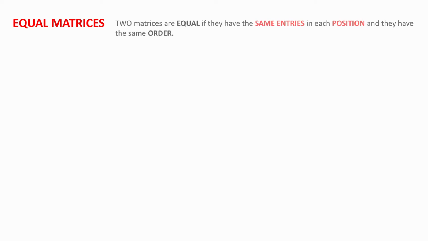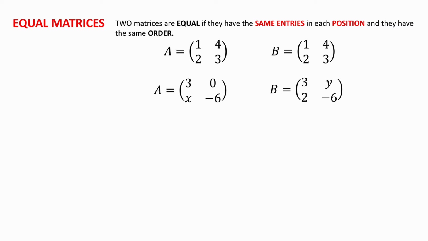Equal matrices. Two matrices are equal if they have the same entries in each position and they have the same order. So for example, if we look at the matrices A and B, A is a 2 by 2 matrix, B is also a 2 by 2 matrix. And if you look at the entries in each position, they have the same number. Now suppose these 2 matrices A and B are equal, it means that y must be 0, and it also means that x must be 2 for A and B to be equal matrices.